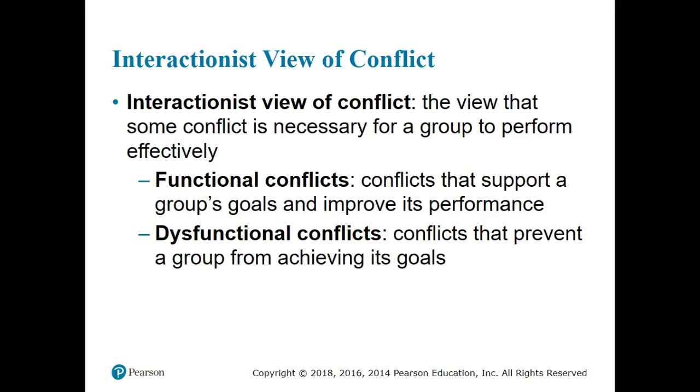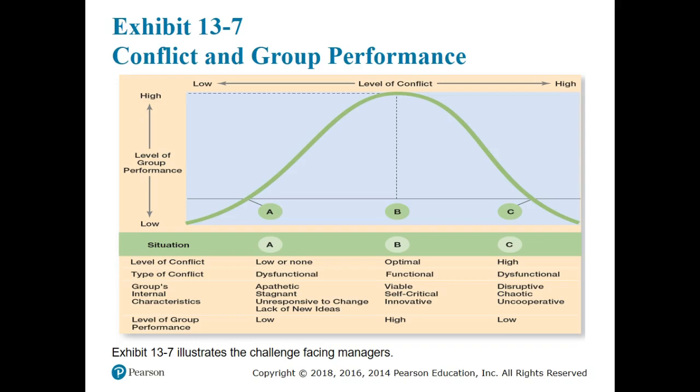It's people who can't collaborate, individuals who end up fighting, and then it ends up decreasing the cohesive team, takes away the cohesive social capital. So Exhibit 13-7 here illustrates the challenge facing managers in respect to conflict and group performance. I'm going to leave this up.